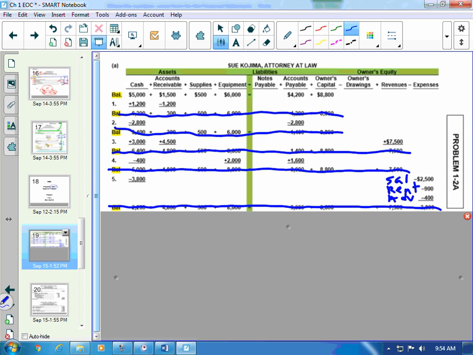Number 6, withdrew $700 in cash for personal use. Who withdrew $700? The owner, Sue Kojima, yes. Well, what's up with that? Can she just take money whenever she wants? Yes, she's the owner. What two things are you going to see go down now? Cash and what else? Drawing.